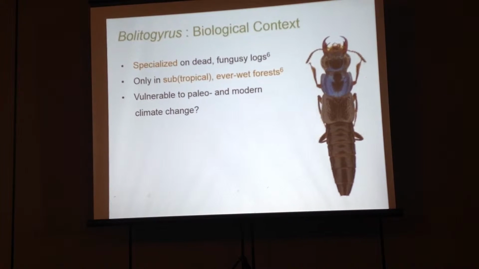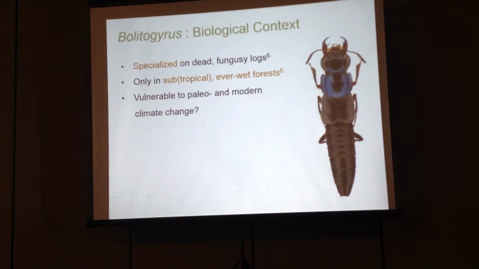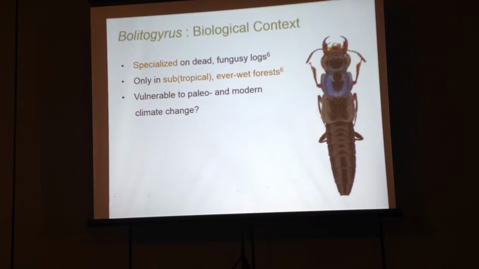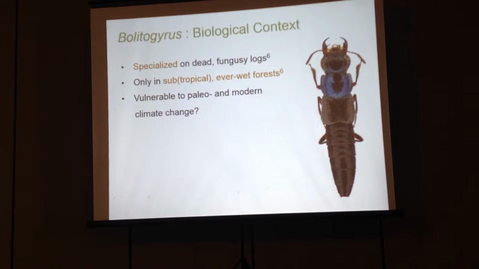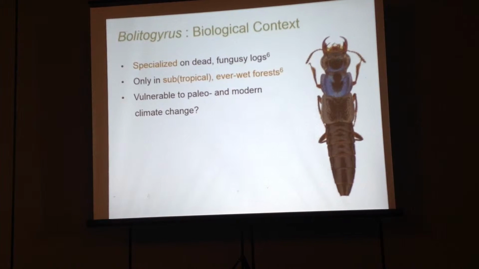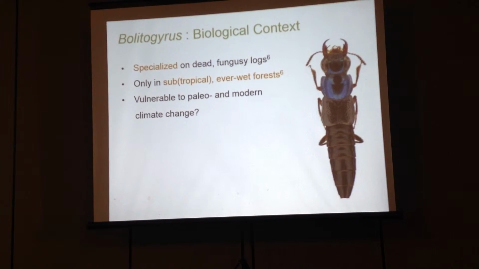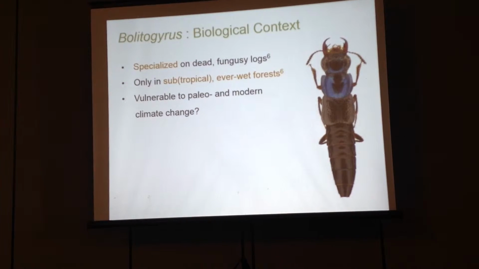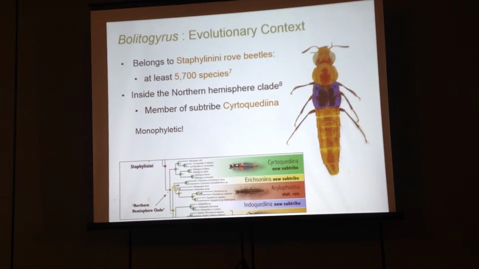Apart from the fact that Bolitogyrus is just a great-looking beetle, it's a rather specialized group, preying on dead fungus in logs. It occurs only in the tropical and subtropical ever-wet forest, and apparently it's vulnerable to paleo and possibly the modern climate change.